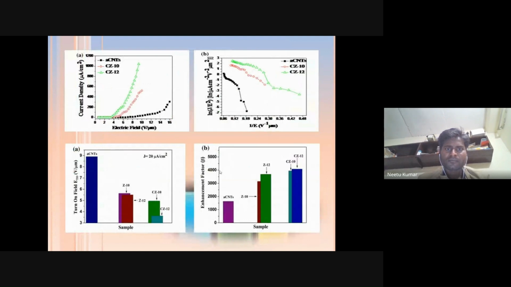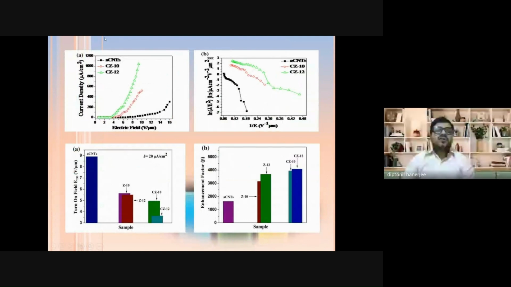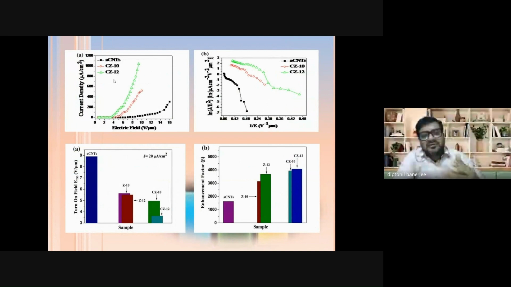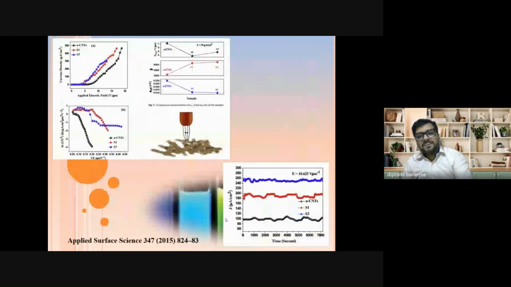This is the same thing we have got from the zinc oxide CNT sample, and we can see that due to the number of effective emission sites in the hybrid sample, the field emission is much better. That can be evident from the turn-on field as well as from the enhancement factor value. And also this is the MnO2 CNT sample.